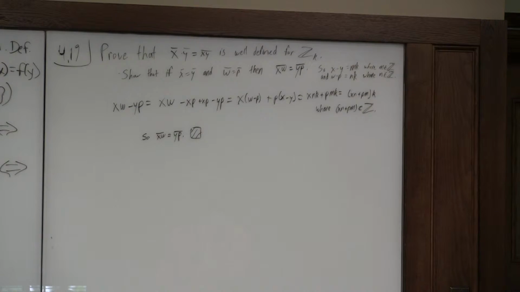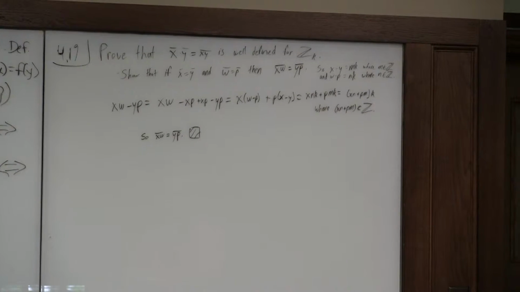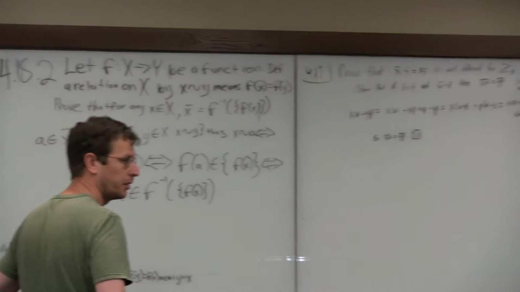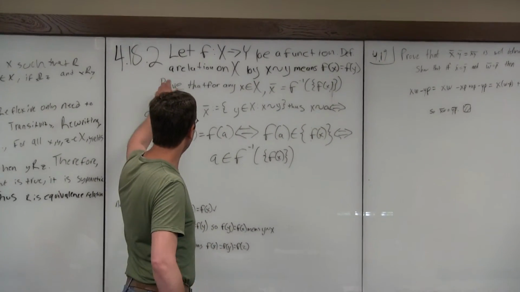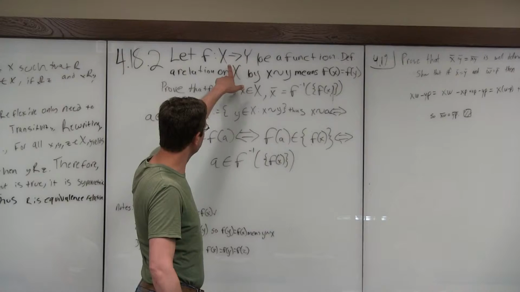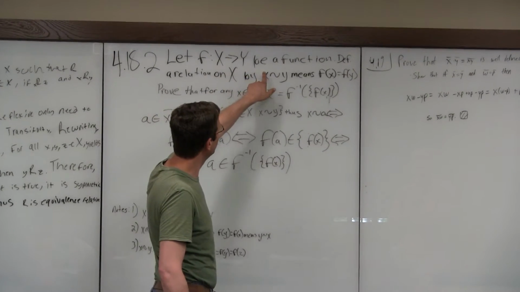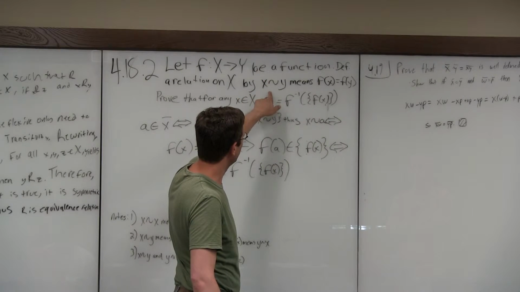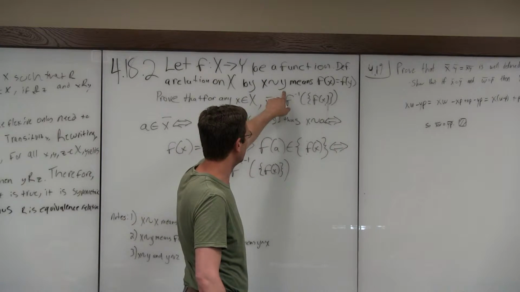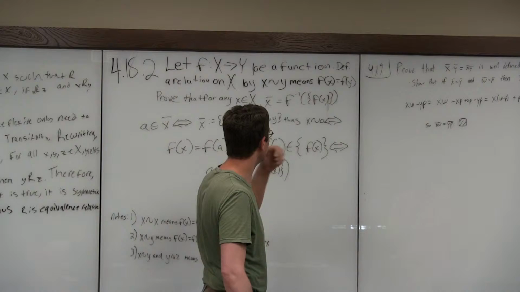Okay, so questions about x? No? Okay, I guess, Zach, are you ready? Sure. Okay, I knocked out part 1 as well. I'm supposed to let f be a function from X into Y, defined as a relation on X, where x is equivalence related to y means that f of x is equal to f of y.